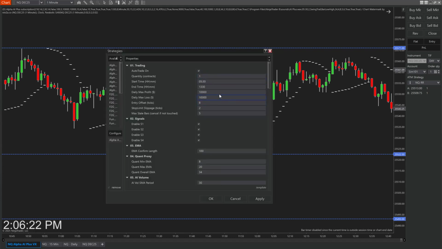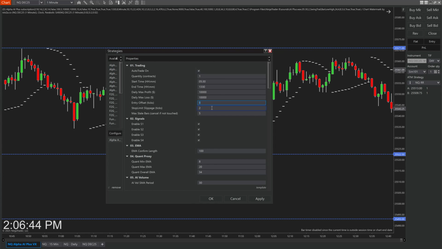And daily max profit. You can actually have a daily max profit per day, and daily max loss. If you reach one of them, the bot will stop taking trades. And then we have the entry offset. Remember I told you the bot takes trades on buy limit or sell limit orders. So this is going to be the offset: how many ticks above or below the high or the low of the bar.